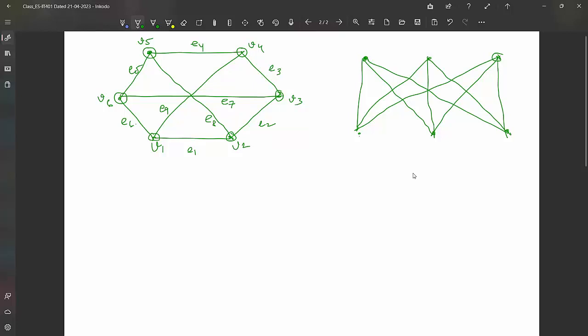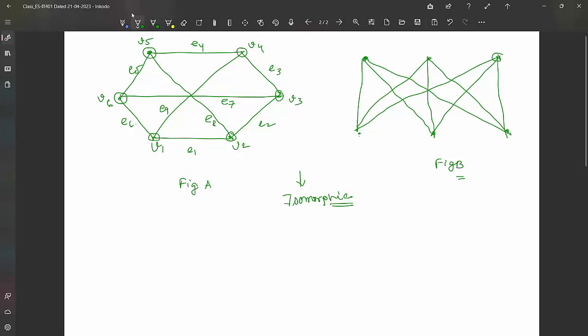If you take this as f of a, meaning figure a, and this as f of b, figure b, then these two graphs are isomorphic graphs. Isomorphic graphs have the same incidence matrix, just up to the permutation of the rows or columns. That's why this is called an isomorphic graph.